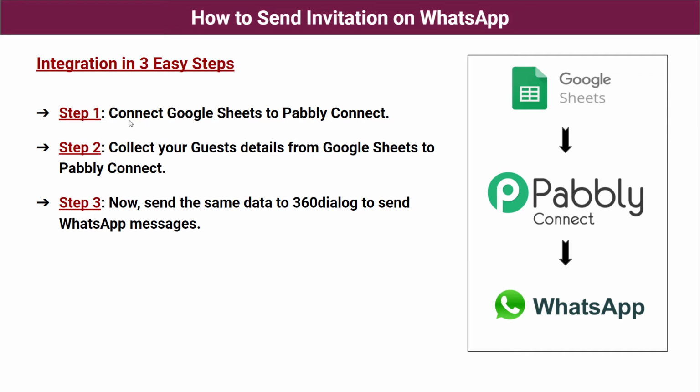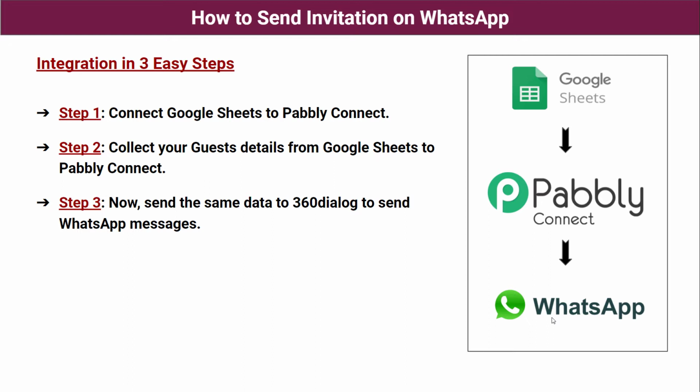Step 1 is to connect Google Sheets with Pabbly Connect. For this, first we have to log in to Pabbly Connect. Then we need to connect our Google Sheets, the one which has the data of the guests, with Pabbly Connect. Then in the second step, we have to collect the guest details from Google Sheets in Pabbly Connect. The data which is available in our Google Sheets, we have to capture the same data in Pabbly Connect. Once the data is collected, we follow the third step, which is to send the same data to 360 Dialog to send WhatsApp messages.